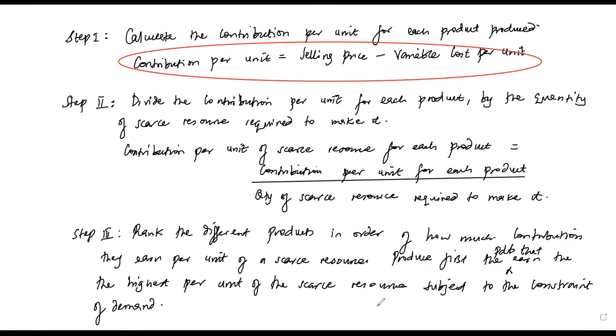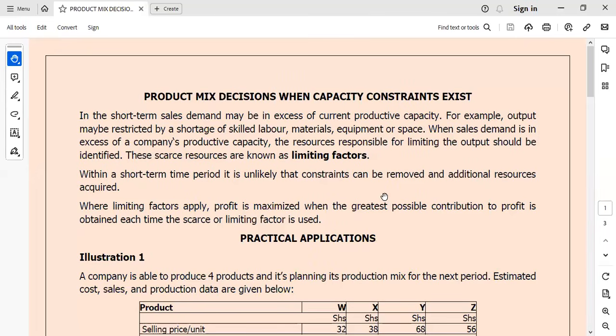Now I'm going to take you to the practical illustrations I have. Then we illustrate how we can come up with product mix decisions where capacity constraints exist. You need to learn this because it may be examined, and of course it features in most of the accounting papers, management accounting, cost and management accounting for CPA students. You need to learn this, as well as management decision and control paper 10.